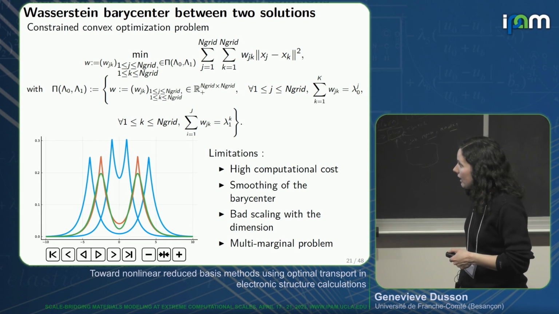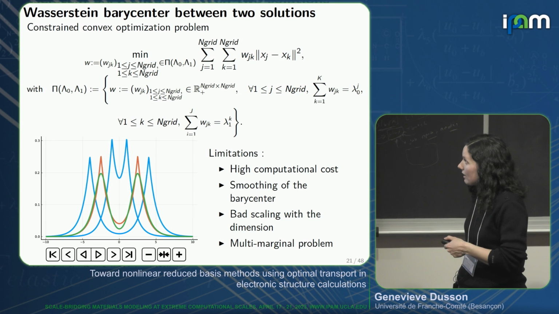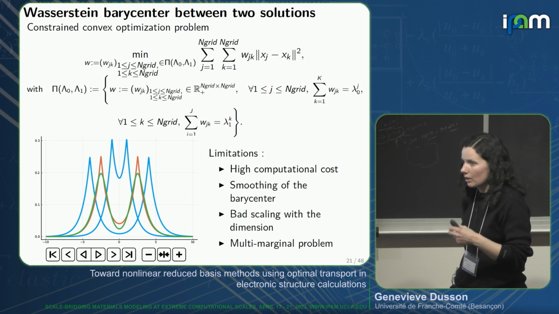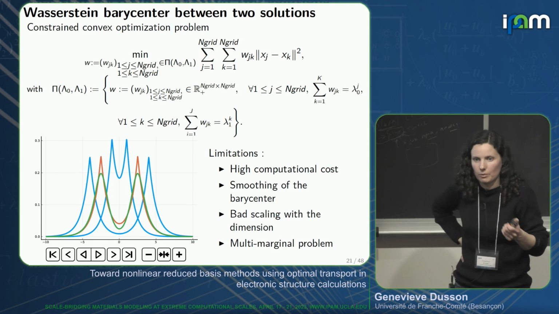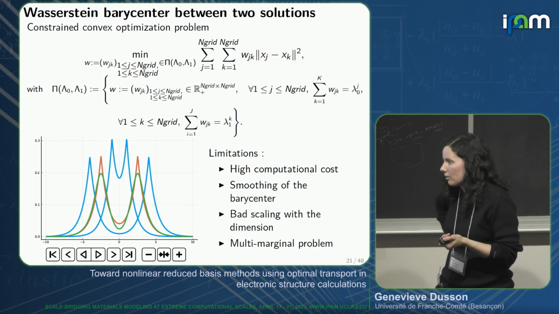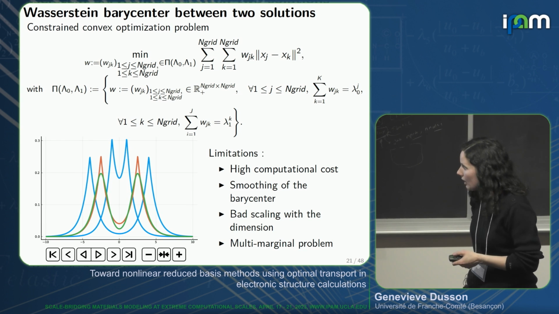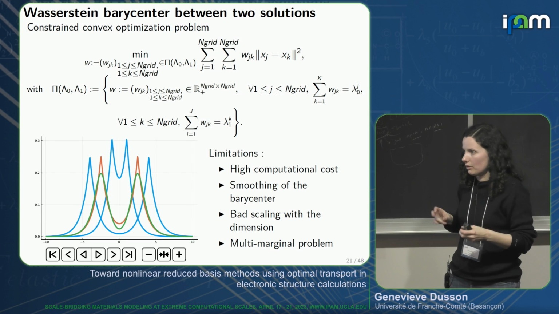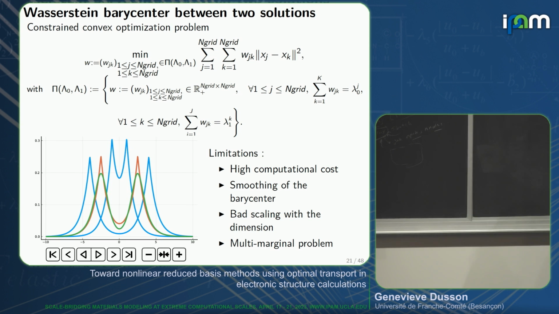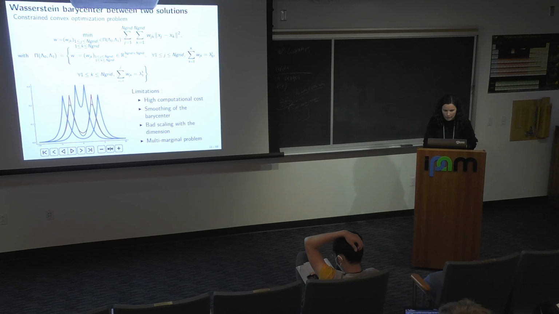Another problem is that to accelerate the algorithms, there is some smoothing involved, and so it gives some smoothing here in the barycenter, which is something that we wouldn't like to see. And this gets really, really worse when we want to compute barycenters between many solutions.